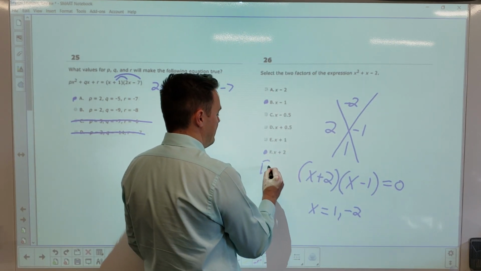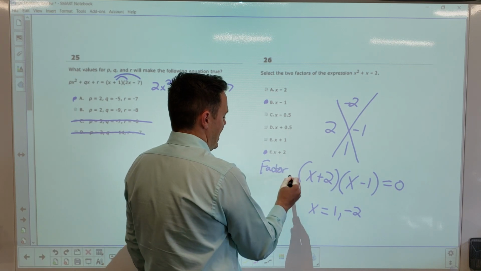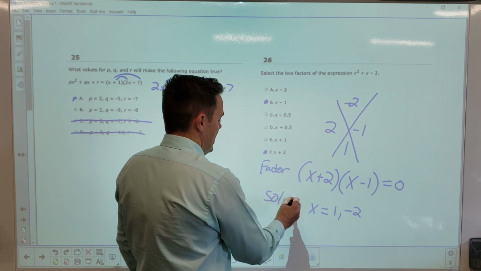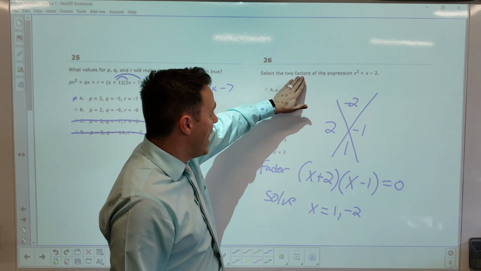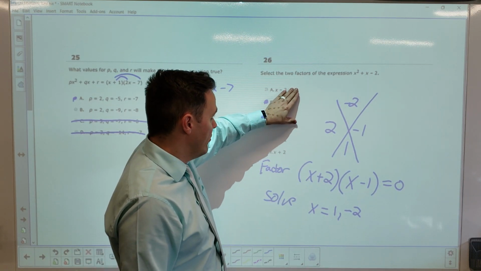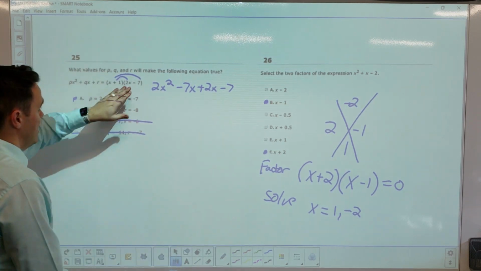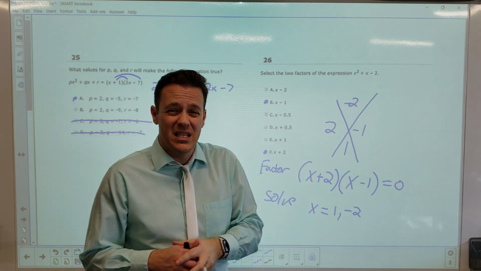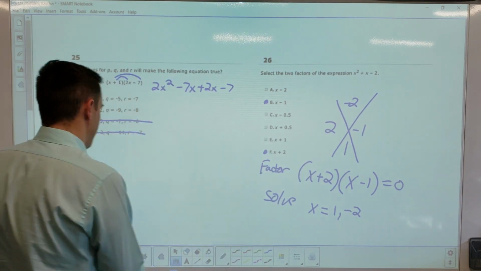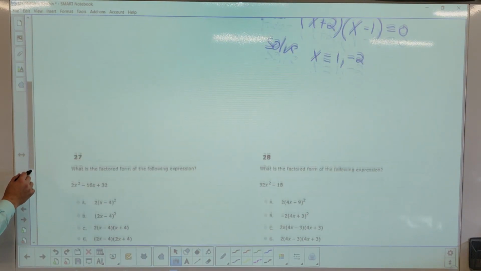So remember, this is the factor, and this is the solve. It is very important to remember the difference between the two. Factor is this way, solving, like it says right, this is solving what values are true. Solving, ladies and gentlemen, is graphing. Okay, that's the one thing you guys need to make sure you understand.